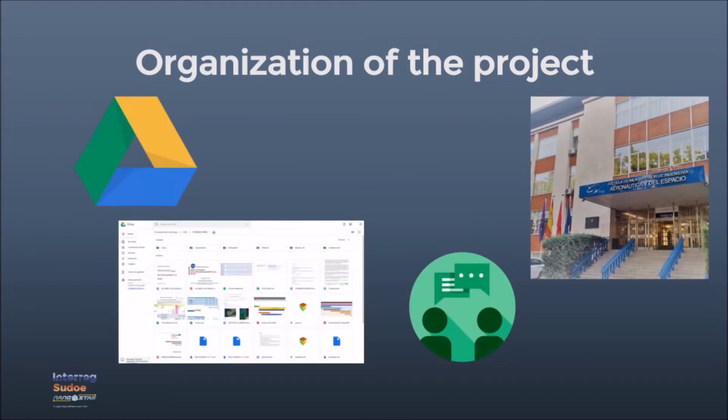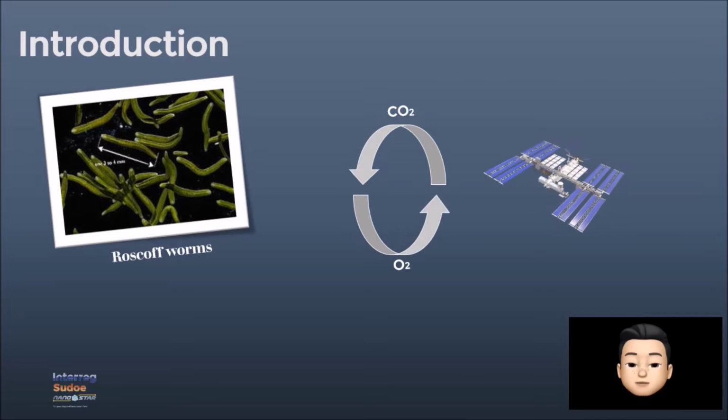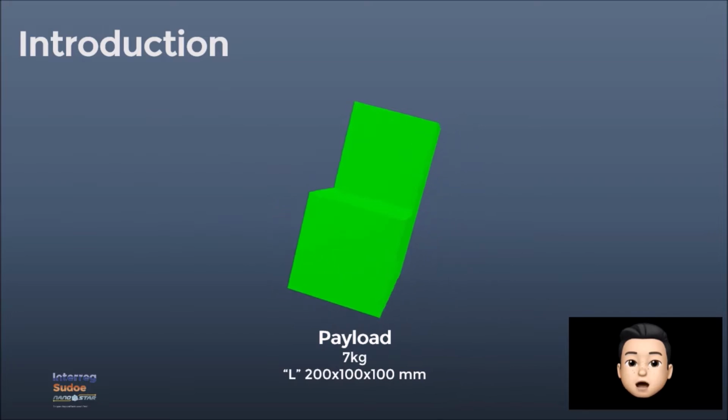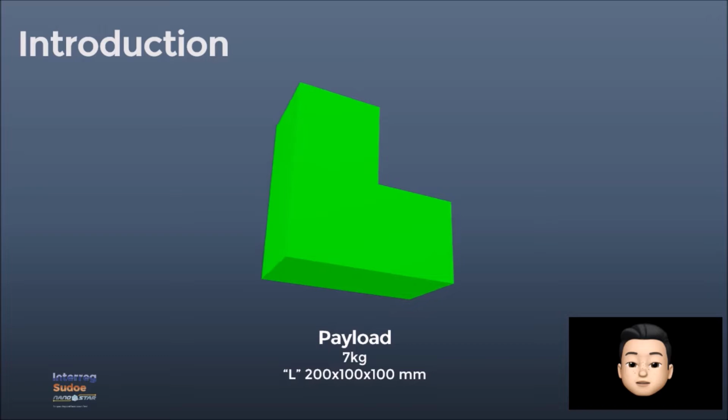The StarWorms team used meeting minutes and schedule diagrams such as PERT and Gantt, as well as a Google Drive as a virtual CTF to accomplish all the objectives. The objective of the NANOSTAR project is to test the behavior of the Roscoe worms at the zero gravity of space. The main advantage of this organism is that it can be the answer to recycle CO2 and produce oxygen during space missions. This imposed one of the first requirements of the project, a payload in the shape of an L that weighs 7 kilograms and must fit into the satellite.